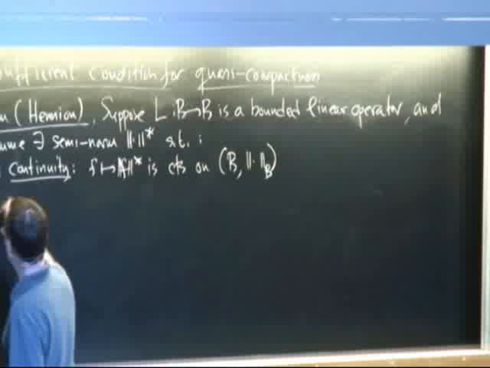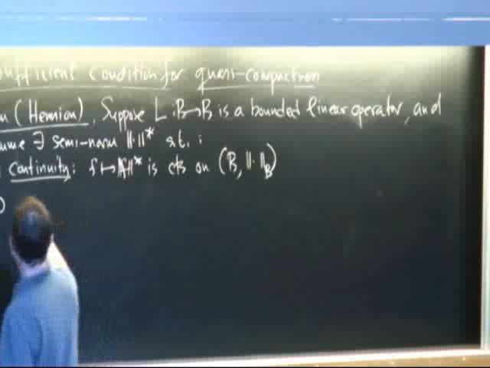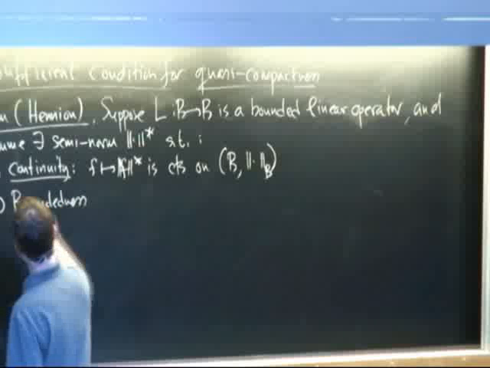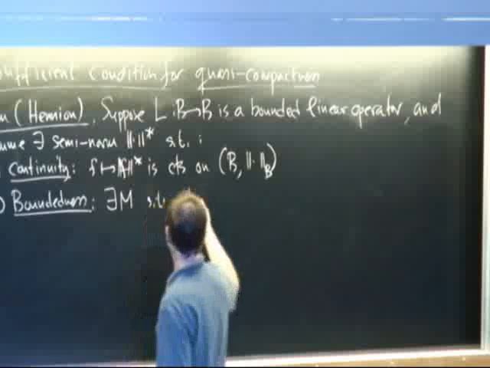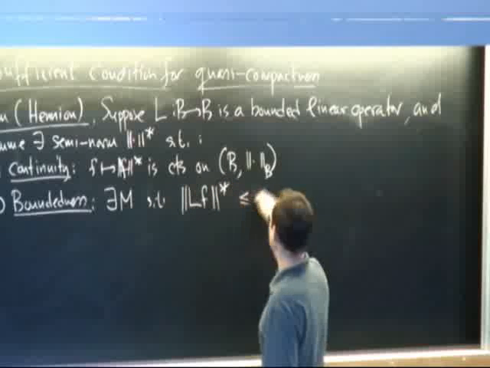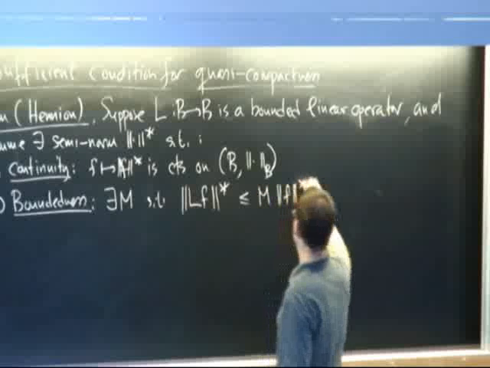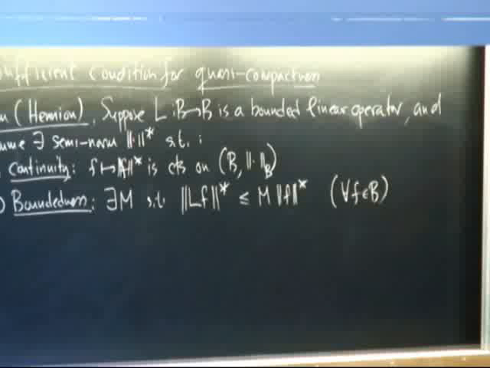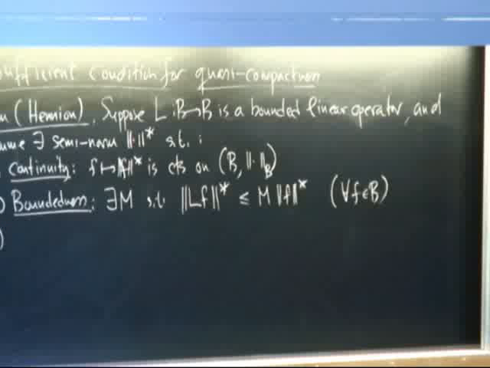The operator has to be bounded also with respect to the seminorm. There exists a constant M such that the seminorm of LF is less than or equal to a constant times the seminorm of F. And now comes an important condition, precompactness.